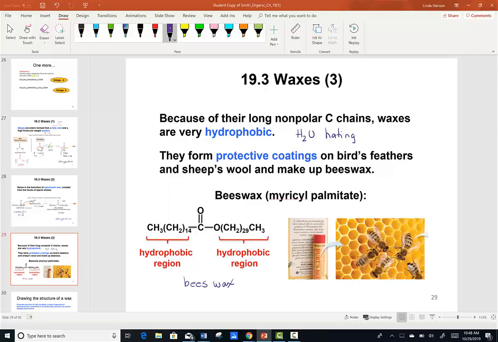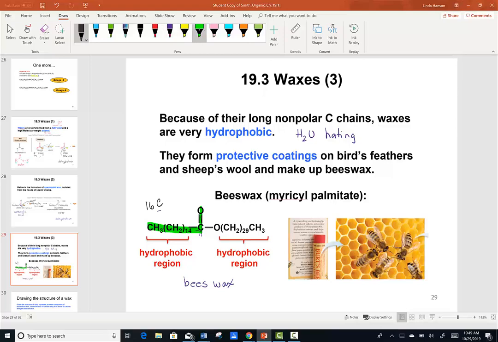We have a very long hydrophobic region. This is a 15 carbon chain plus one more here. So this is a 16 original unit there of the carboxylic acid. Let me just emphasize that a little better with highlighting. The original carboxylic acid would have contained 16 carbons.